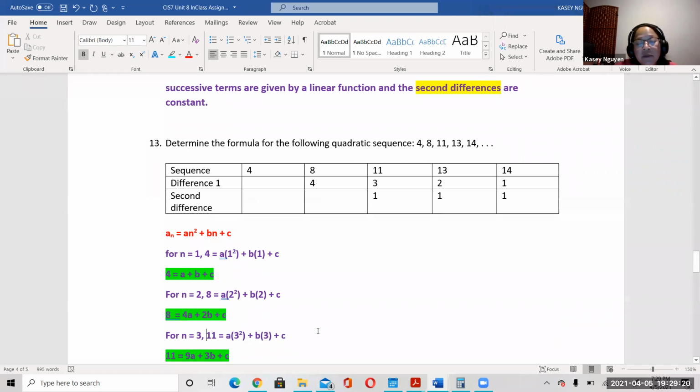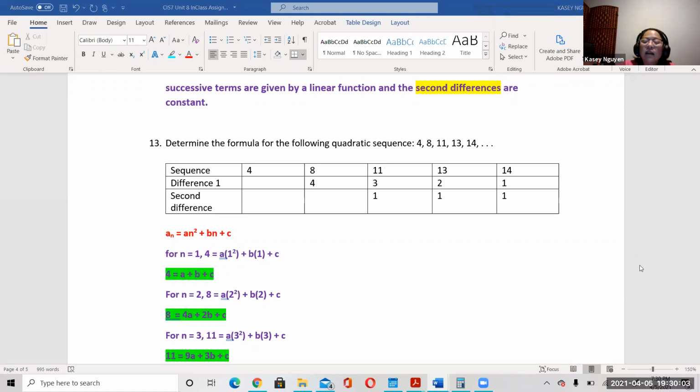For n is equal to 3, we would have 11, which is the third term, equal to a times 3 squared plus b times 3 plus c. Multiply everything out, we should have 11 equal to 9a plus 3b plus c. Any questions so far with these steps? So we simply put in 1, 2, or 3 for n.